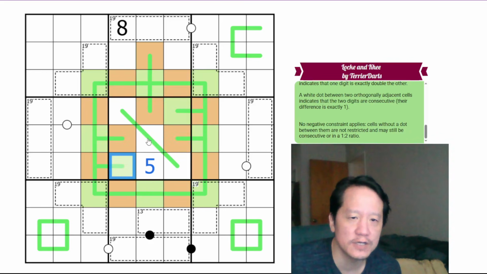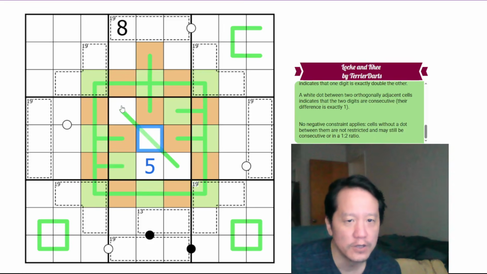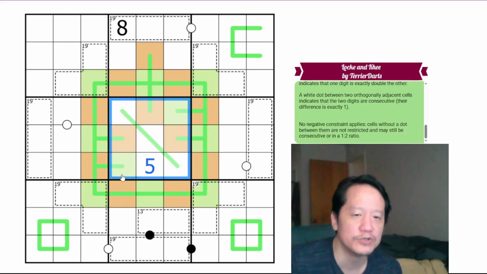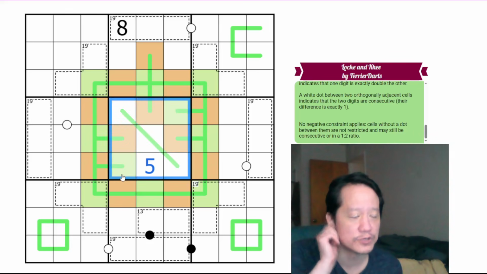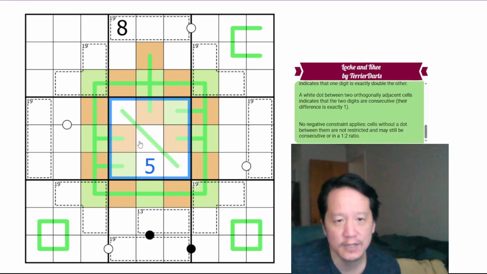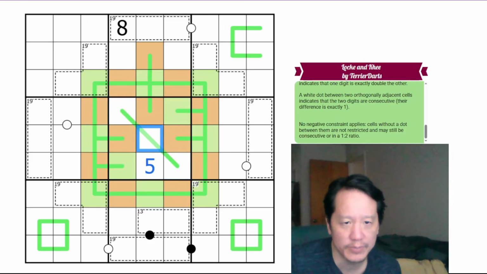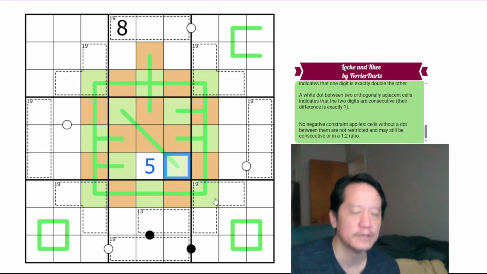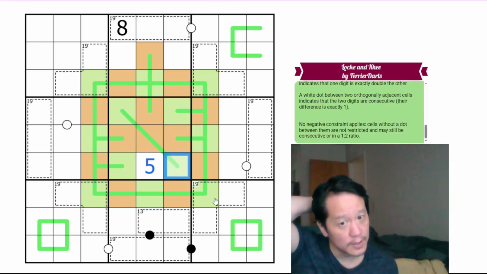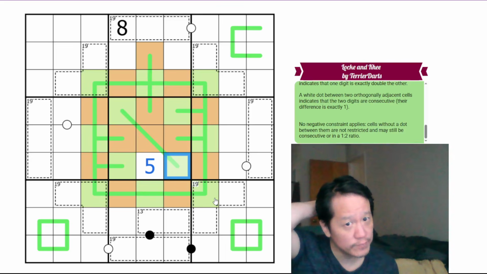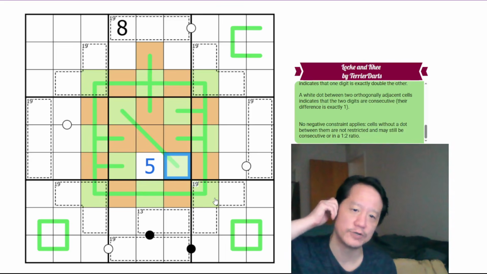Well, if we try to have a green here, that would force 2 more oranges here, but then we'd have 5 oranges in the box, and we only have 4 digits in each set. So this cannot be green, it has to be orange, which forces both of these to be green. Okay. What does that tell us? I'm not really sure.